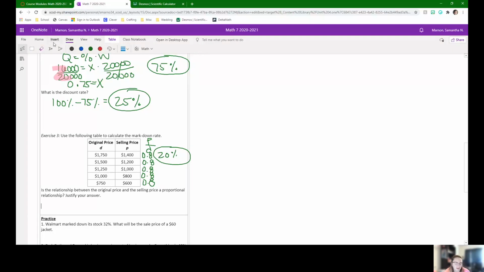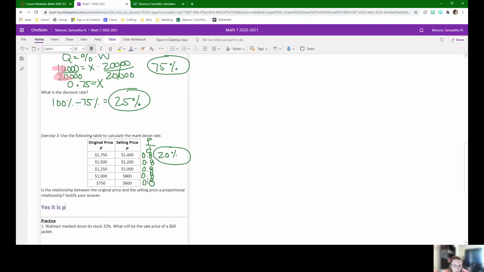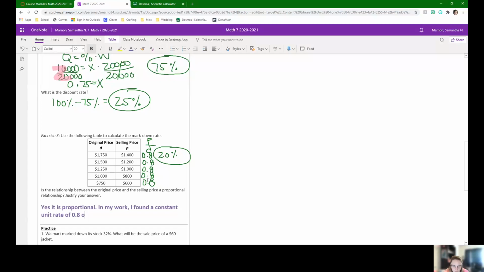So it's always going to come back to proportional relationships. We have them everywhere in 7th grade math and even beyond. So is this proportional? What's our claim? So my claim is yes. I see that I got these 0.8s all the way down. So yes, it is proportional. Our evidence, in my work, we found a constant unit rate, right? It's always 80% or 0.8. So we found a constant unit rate of 0.8 or 80%.